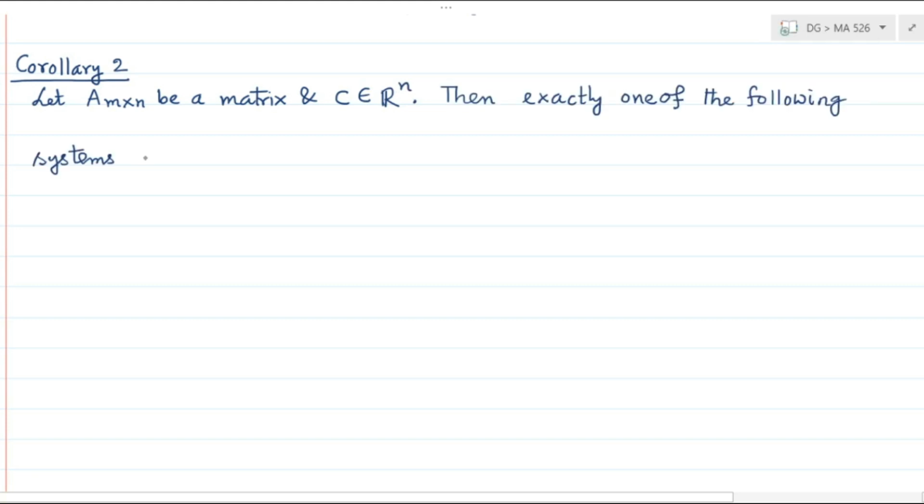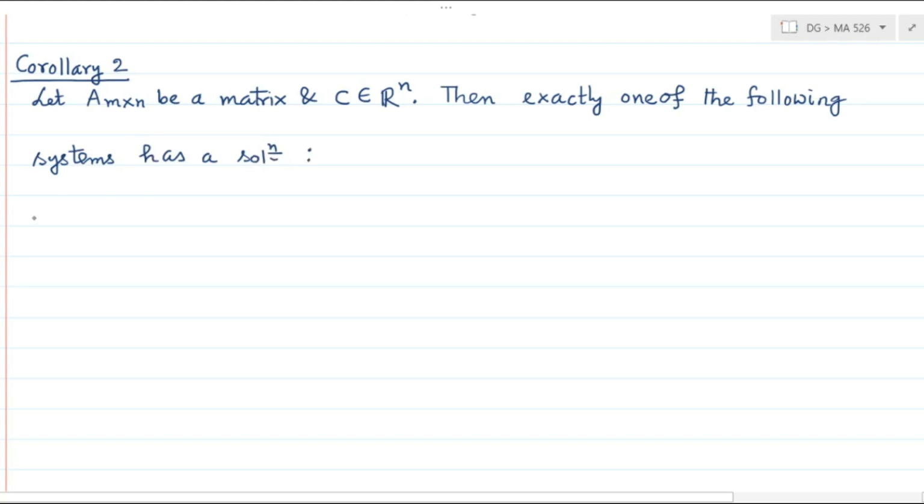Corollary 2 states that let A be a matrix of order m by n, and C belonging to Rn. Fine. Then exactly one of the systems has a solution.